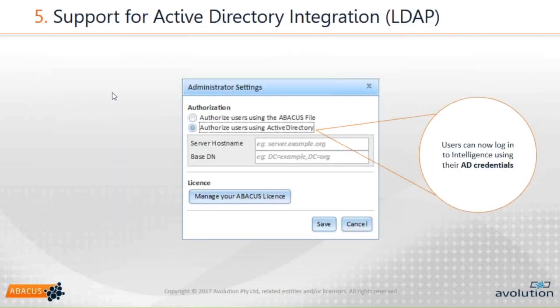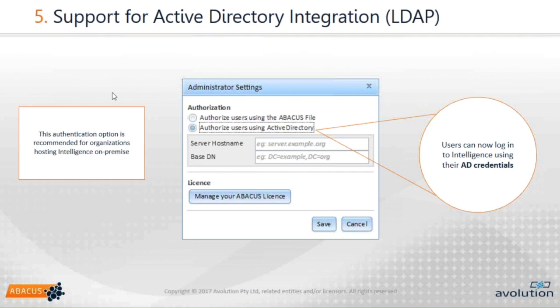Then, of course, there's the direct Active Directory integration. That uses LDAP. So if you've got an Active Directory server, all you need to do is provide the server host name and the base domain that you're using. With that, that will specify which users can log in, essentially, which ones will have permissions. And so it's a very simple way of setting up authentication that's tied in with your centralized authentication system without having to go to the extra effort of configuring single sign-on. We do recommend that for organizations that host intelligence on-premise.